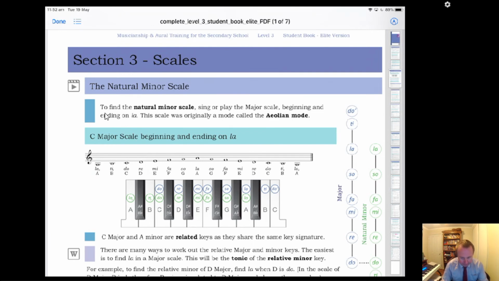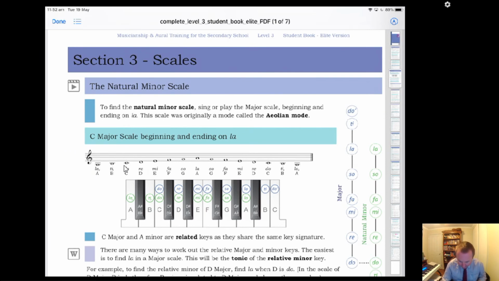When we're wanting to work out a natural minor scale, what we do is we just sing a major scale but begin and end on its La. This natural minor scale was also called the Aeolian mode, but that's something we'll talk about another day. So for example, if we look here, it'll make more sense when we say it. Here is a scale that makes use of the notes of C major. So we recall that C major is just C, D, E, F, G, A, B, C. There's no sharps or flats to make C major.